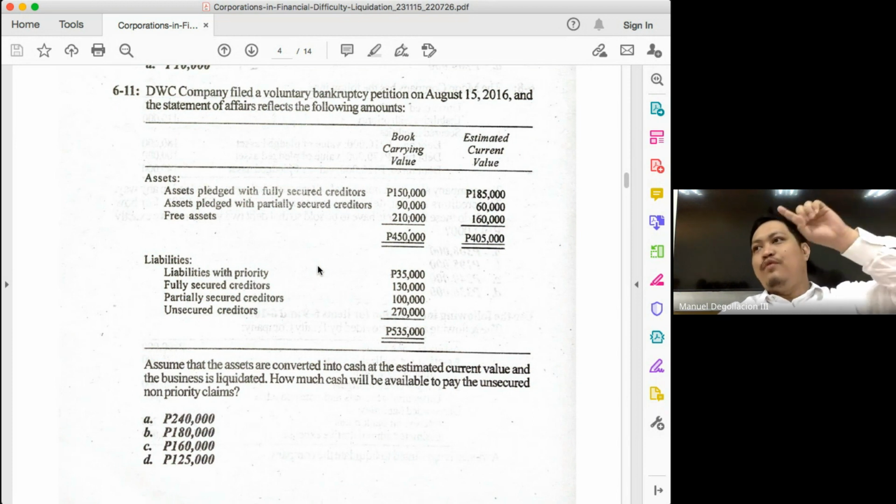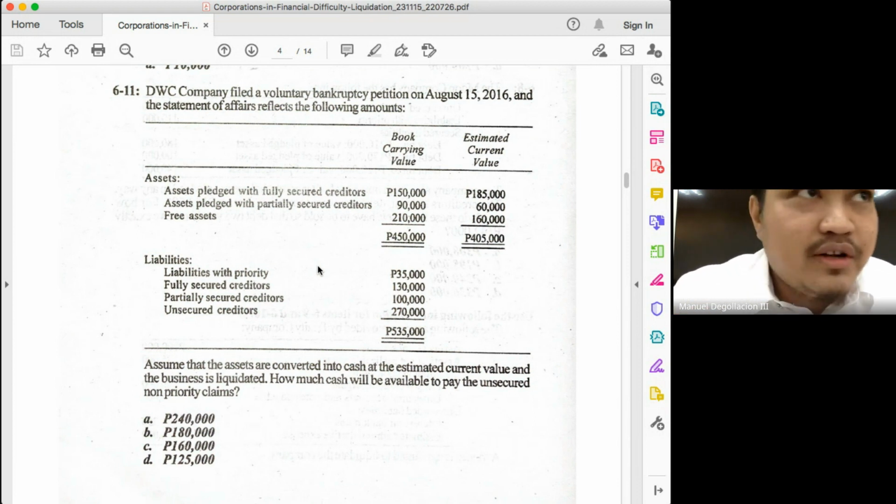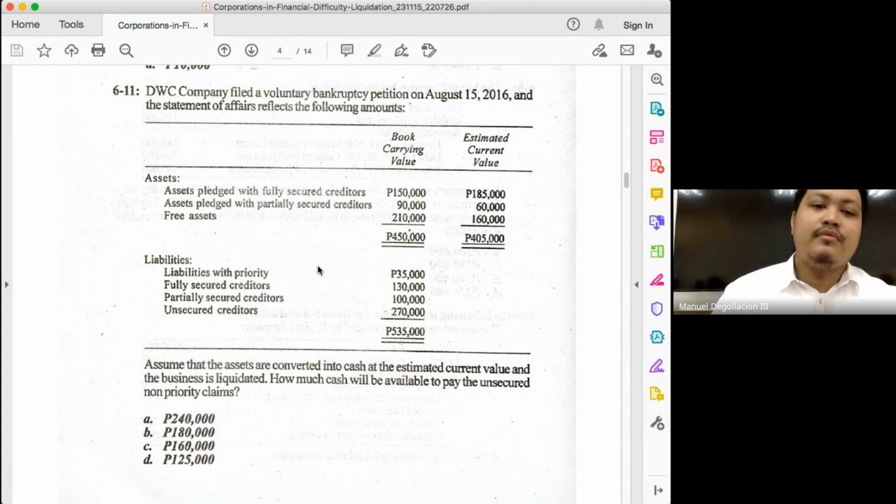But as I have mentioned in the initial discussion, class, there are four common questions for corporate liquidation. How much will be paid to fully secured? How much will be paid to partially secured? How much will be paid to unsecured with priority? And how much will be paid to unsecured without priority? So let's try to answer these four, starting with fully secured creditors. How much will be paid to fully secured creditors, class?